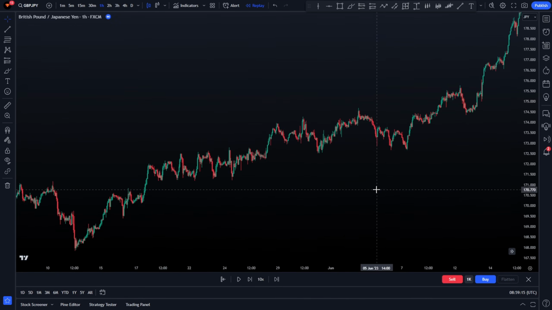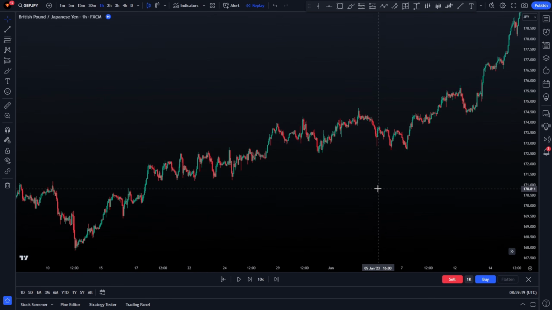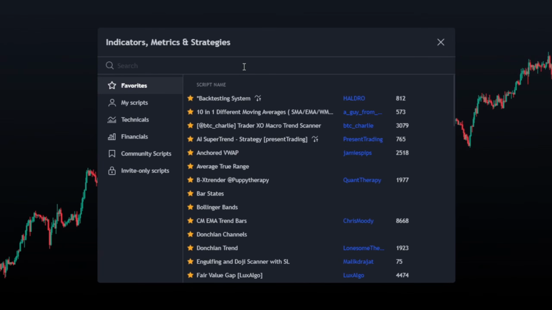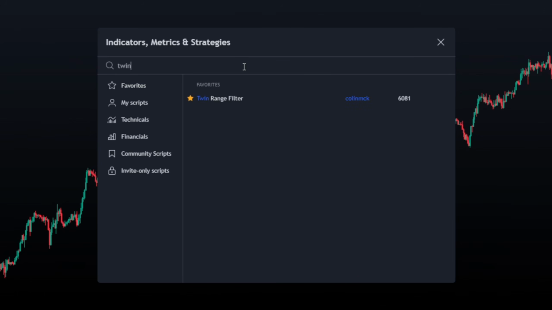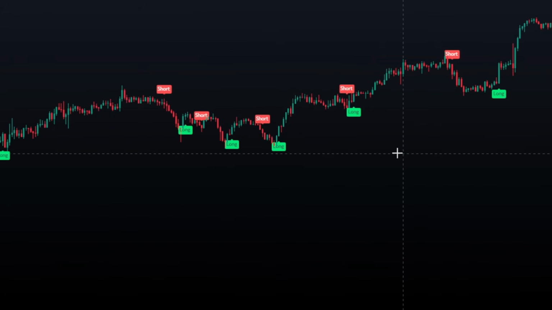Now let's explore the third indicator, which is the buy and sell indicator for this strategy. In this example, we're looking at the price chart of the pound sterling to Japanese yen currency pair. To add this indicator, go to the Indicators tab and search for Twin Range Filter by Colin McKay. This indicator is chosen for its accuracy in predicting future market directions. Click on it to add it to your chart.